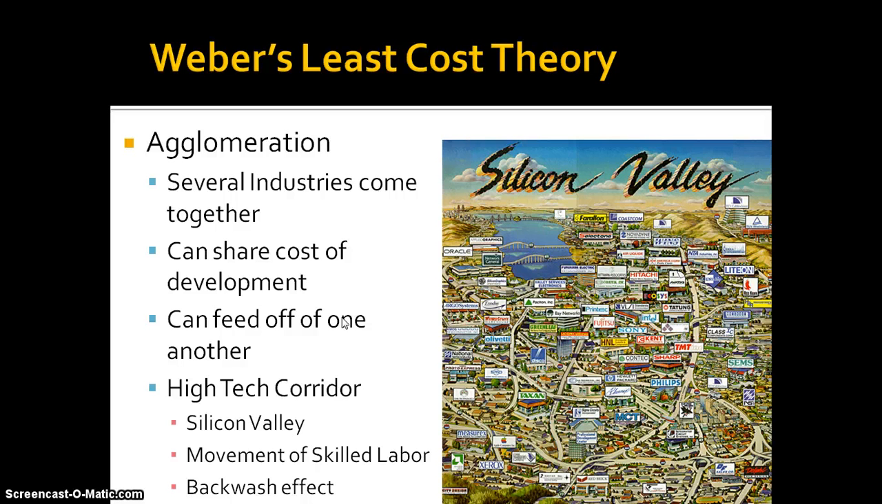One of the things they can do is share in the cost of development, whether we're talking about infrastructural development or other types of development within the area. If they come together and start working together, they can share in the cost of that development, whether it's business parks or industrial parks or whatever it happens to be. They can also feed off of one another in terms of the labor that they require, or in terms of the consumers that they're trying to attract.